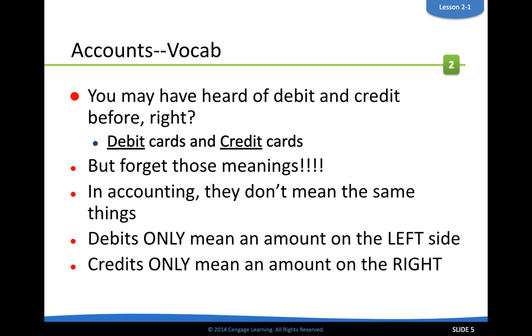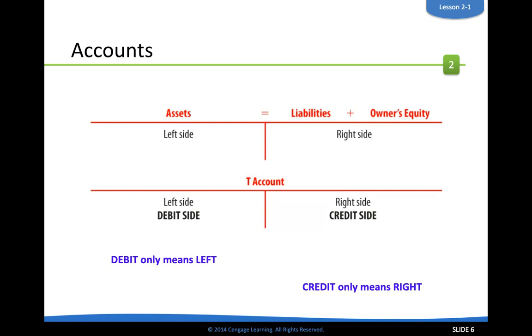So in accounting, debits mean things that happen on the left side of a T account, and credits mean things that happen on the right side of a T account. So what does a T account look like? Up here, we have our accounting equation that you looked at in chapter 1, assets equals liabilities, plus owner's equity, split up into a left side and a right side. Separately, we have this thing called a T account. Again, debit means the left side, credit means the right side.